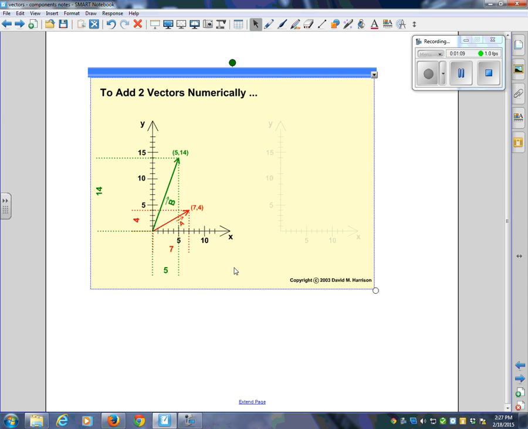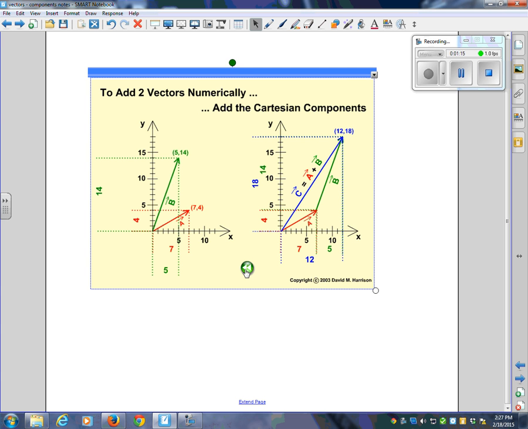And if I add them together, watch what happens to the two x's. All I did here was I had a red 7 and a green 5, which makes my resultant an x value of 12. And here my red y was 4, and my green y was 14, and I added them together and I got 18. No rulers, no protractors, no nothing. I'll show you more right away.